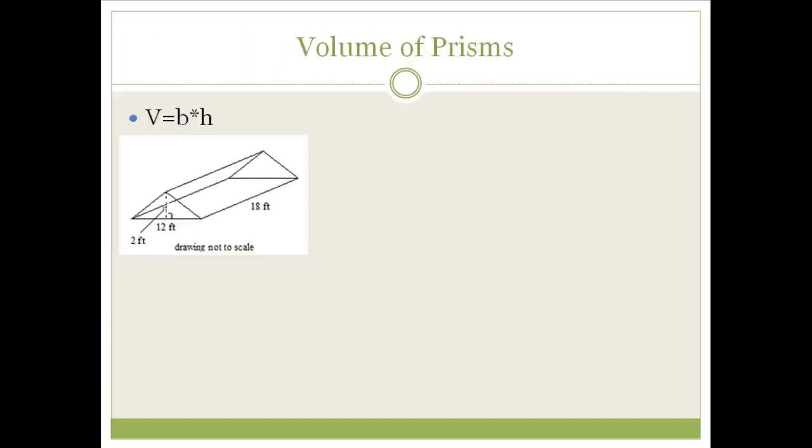Now, this one you have to be really careful of. This is a triangular prism. Now, as you guys remember, with triangular prisms, they're named after their base. So what shape is the base of the prism? Good, it is this triangle. So since it's a triangle, I'm going to draw out my triangle. Okay, we know that this is 2 feet. We know that this is 12 feet.